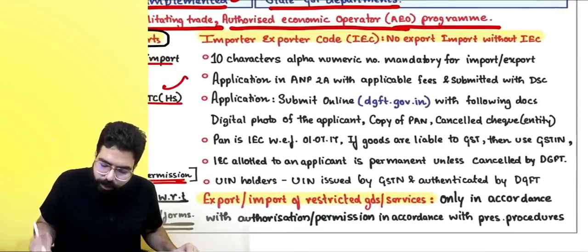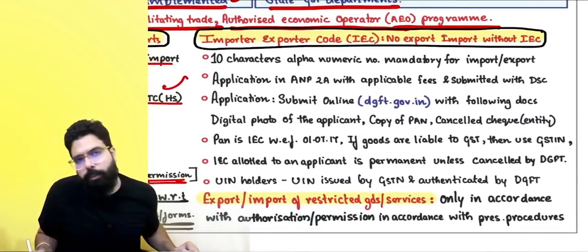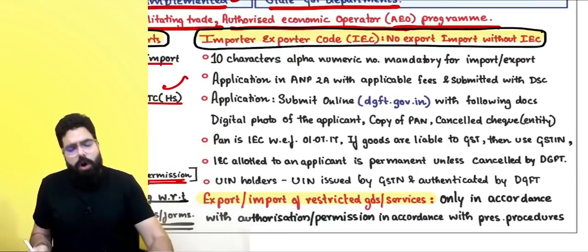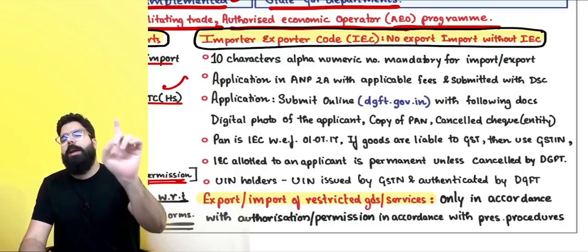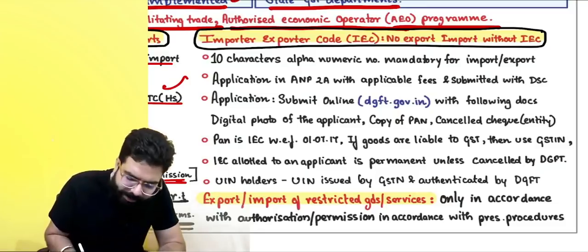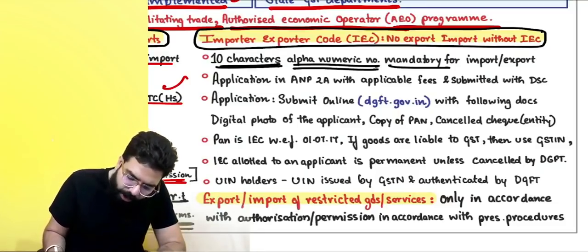Next, they can ask you in the exam, write a short note on import export code. No export or import can happen unless you have an import export code. Sir, it's a 10 character alphanumeric number mandatory for import or export.